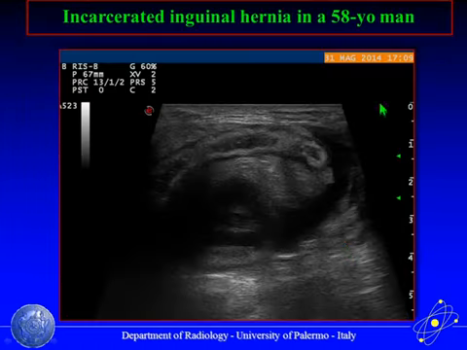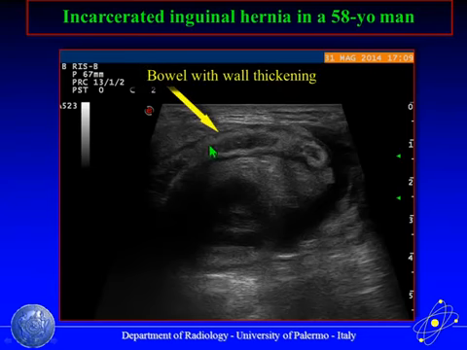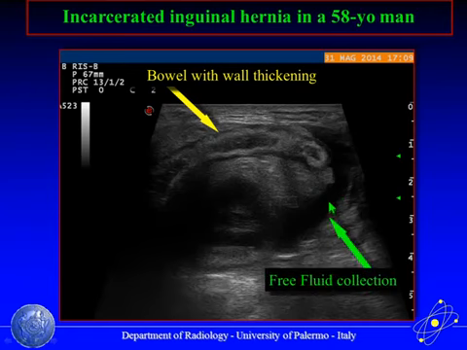This is, on the contrary, an incarcerated inguinal hernia in a 58 years old man, and in this case we have the presence of a bowel loop within the hernia with wall thickening, some fluid within the hernia, and free fluid collection, an important sign of incarceration, along with some fat herniating in the sac.